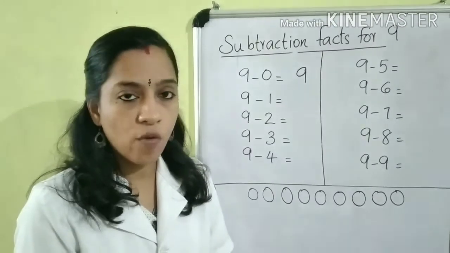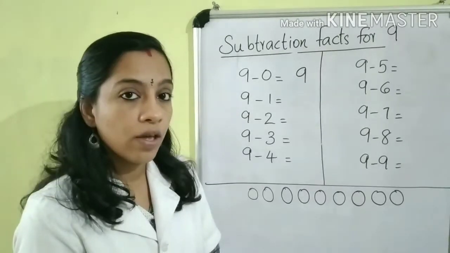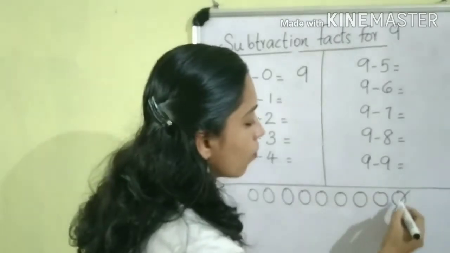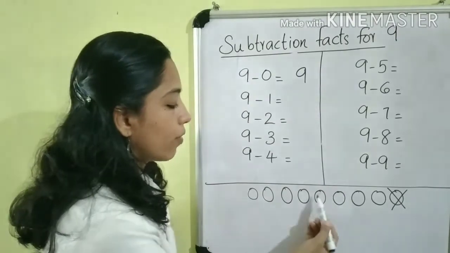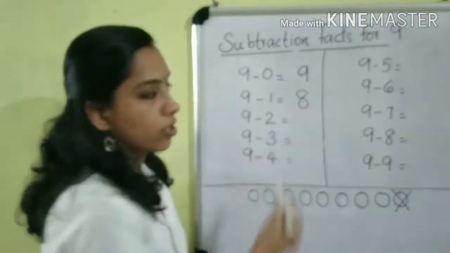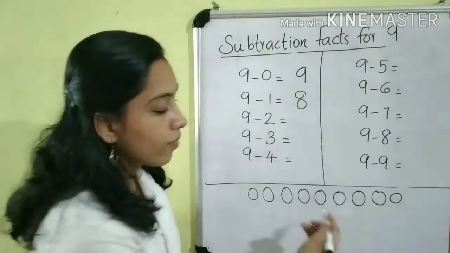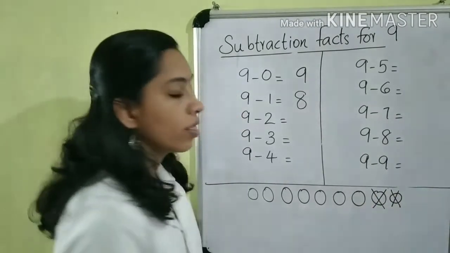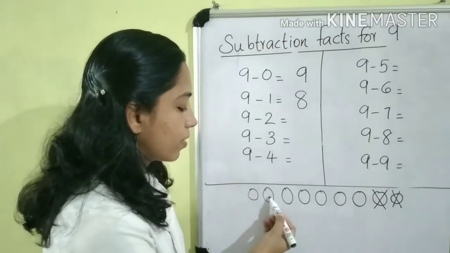Then 9 minus 1. See, here I have drawn 9 circles. We have to subtract 1 from 9. So we can cut 1 circle. Then count the remaining circles. 1, 2, 3, 4, 5, 6, 7, 8. So we can write here 8. Next we have to subtract 2 from 9. So here we can cross out 2 circles. 1, 2. Then count the remaining circles. 1, 2, 3, 4, 5, 6, 7.